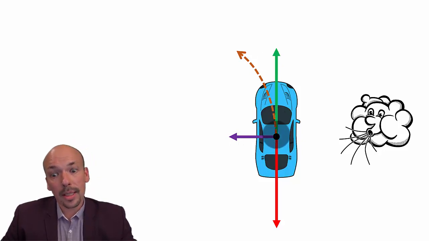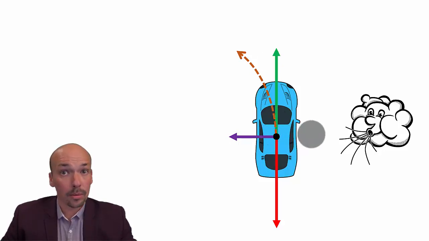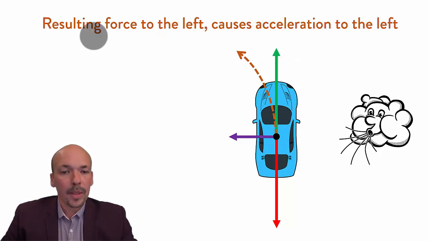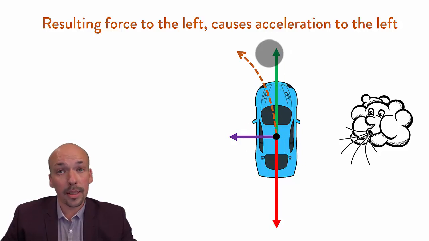Therefore, you need to steer to the right, so there will be a force to the right, and then it will be cancelled, and then you will keep on going straight. So the resulting force to the left causes the acceleration to the left. So even if you are going forward, if you have a force going not in the same direction or opposite but left or right, then you will be accelerating in that direction.